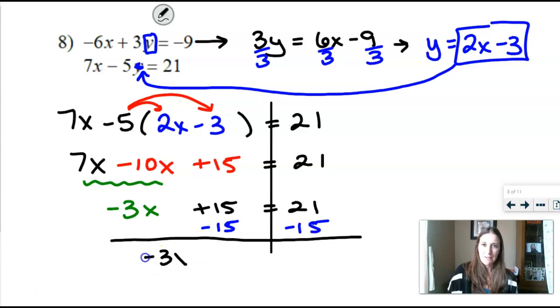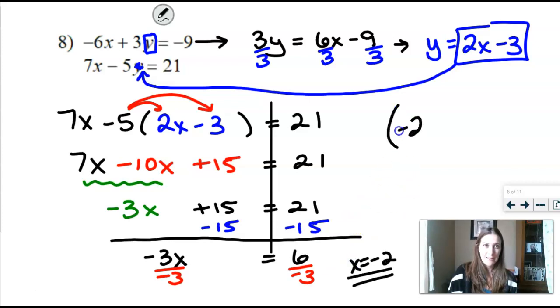Alright, so what do we have here? -3x equals 6. One more step and we got x. So this was not my favorite question. And we just found out that x equals -2. We're not even done. Alright, so the ordered pair, x equals -2.